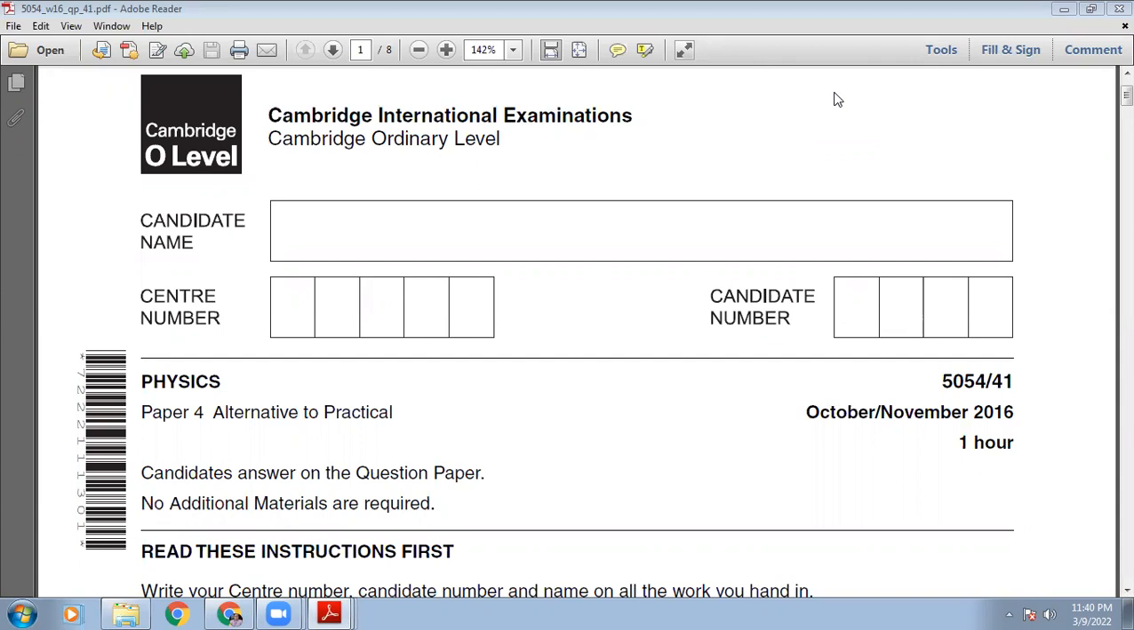9th of March 2022. Right now, I am with the 11th Cambridge class, and the subject we are studying is Physics 5054. Today, we have set our hearts to solve a paper of alternative to practical. We call this a paper 4, and today we have selected October, November 2016, a 4-1 paper. This paper 4 belongs from the zone 1, or you can say this belongs from the variant 1. So let's start today's paper.